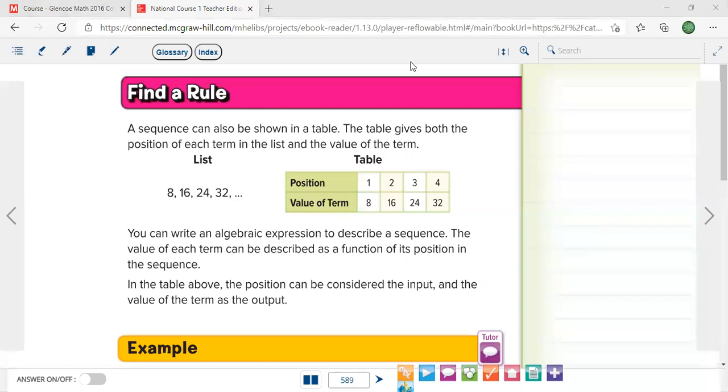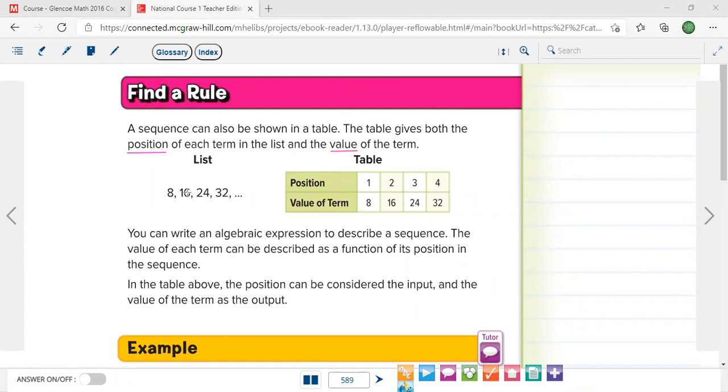Now, how can we find a rule? A sequence can also be shown in a table. The table gives both the position, pay attention to this word, position is always 1, 2, 3, 4. The position of each term in the list and the value of the term. So here is the position and here is the value.